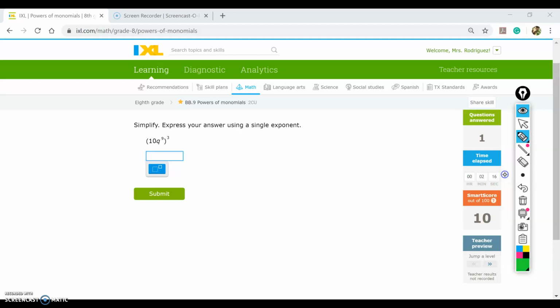Well, you need to remember that that 3 is affecting the 10. So basically, you can do 10 to the power of 3, and then you would do q to the power of 9 times 3. If you remember from the skill last week, when you did this type of problem, what would you do with the exponents when you have a parenthesis? Let's see who remembers.